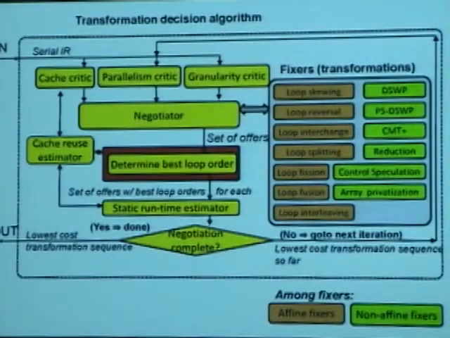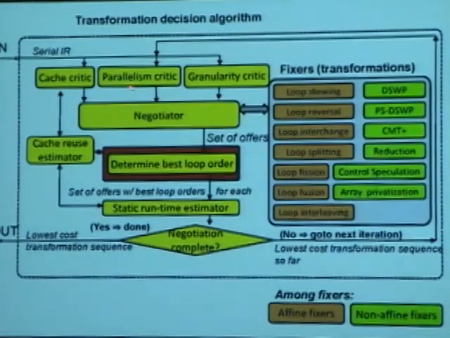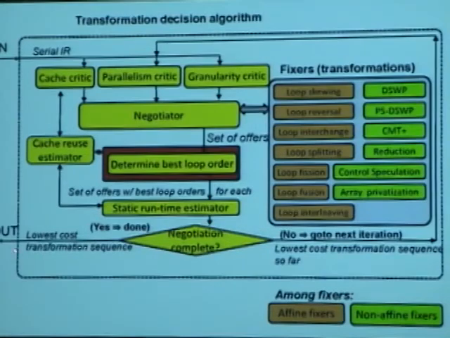I'm not going to get too much into the nitty-gritty of the search, but here's a picture that combines this parallelism critic idea and the negotiator idea from Princeton University with some of the stuff we've done. So here's the transformation decision algorithm. It's part of our compiler. What it does is it takes in the serial IR, the intermediate representation, meaning the serial program, and produces an output, the lowest cost transformation sequence. So the transformation sequence that results in the best performance.